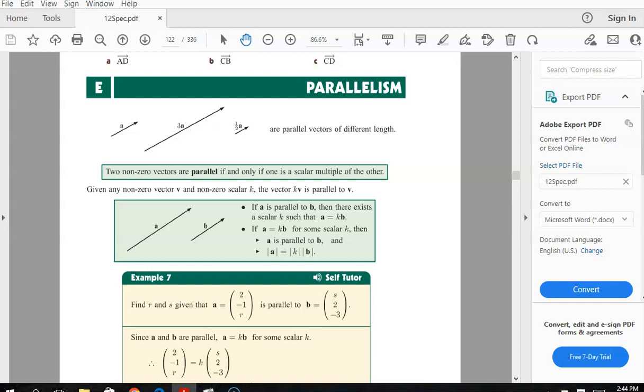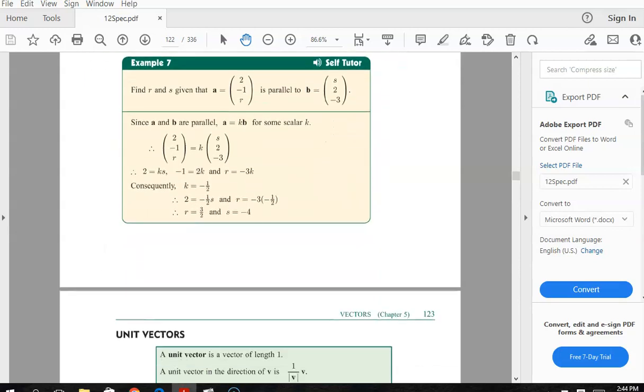Parallelism? That's a hard word to say. Anyway, parallelism, that they can be parallel, doesn't necessarily have to be in the same direction, doesn't mean they have to be the same length if they're parallel. Okay, so you can see all of these are parallel.